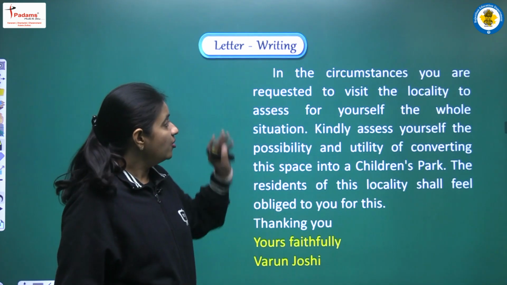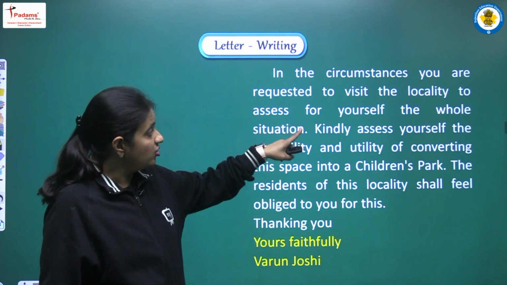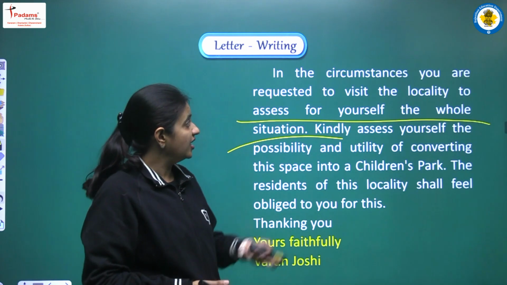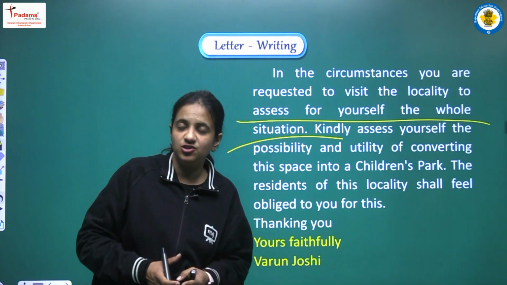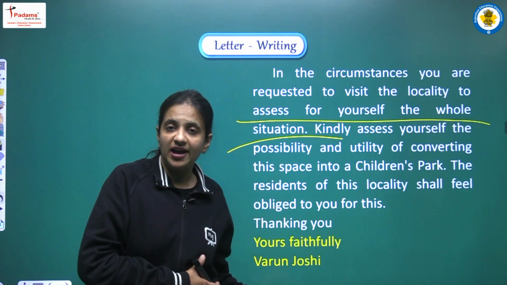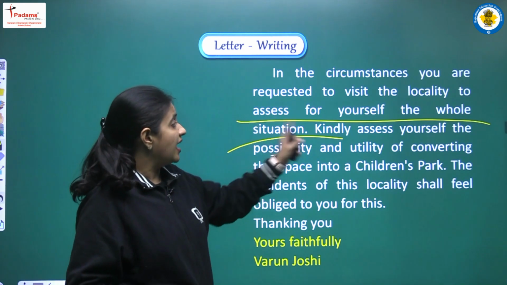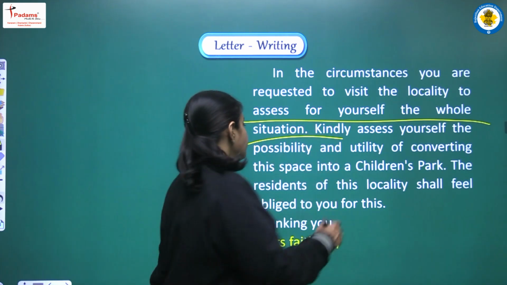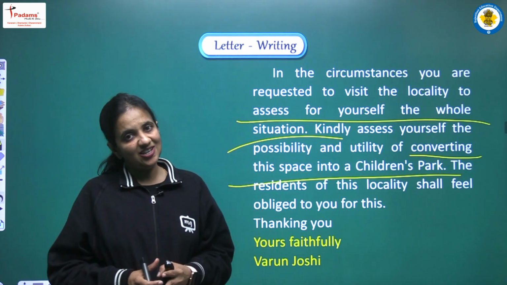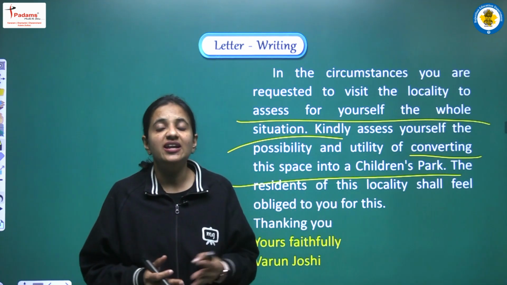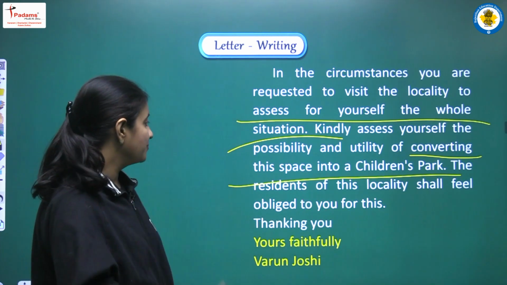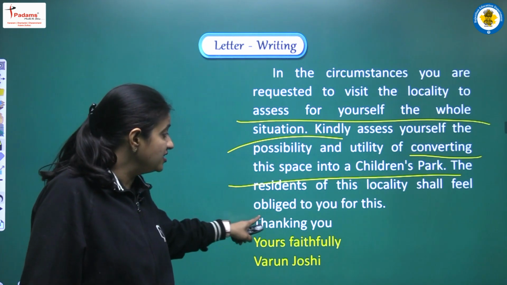Clear? Now, "In the circumstances, you are requested to visit the locality to assess yourself the whole situation." Finally we are inviting the municipal commissioner. We have presented all the situations and circumstances, and now we are requesting him to visit the locality so that he can see the space himself and observe all the problems. "Kindly assess yourself the possibility and utility of converting this space into a children's park." We are inviting the municipal commissioner to have a look at that open space, so that he can judge how it can be converted into a children's park.